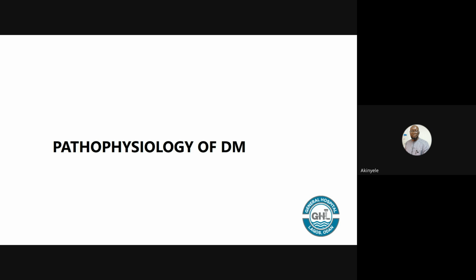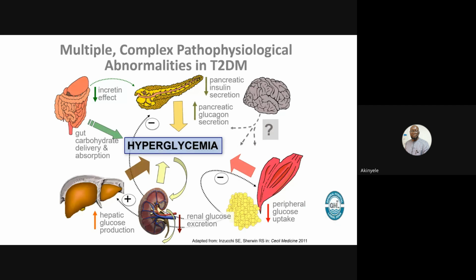In terms of how diabetes develops, we know there are multiple complex pathophysiological abnormalities in patients who have type 2 diabetes. It is not just about the fact that the pancreatic beta cells are not producing enough insulin. We are also aware that patients who have diabetes have increased hepatic glucose production. Their liver is churning out a whole lot of glucose, whether they eat or they don't eat. Their fats, their proteins are broken down to produce a lot of glucose.